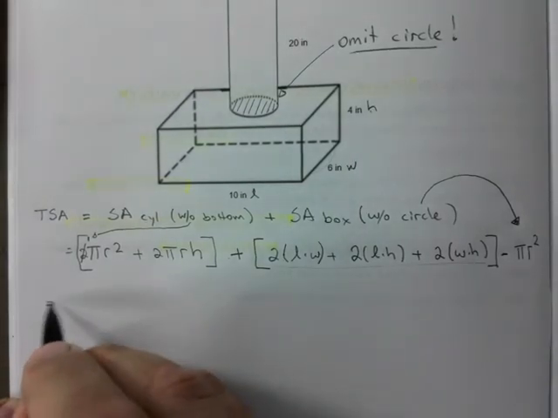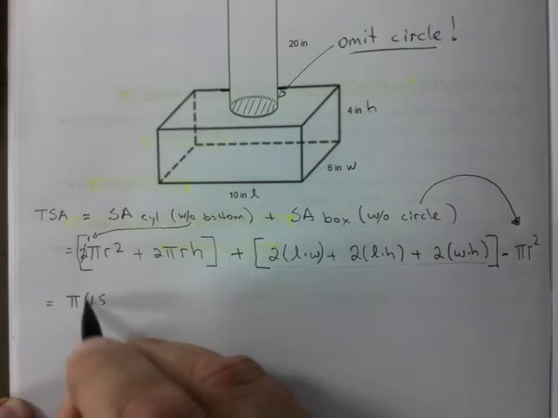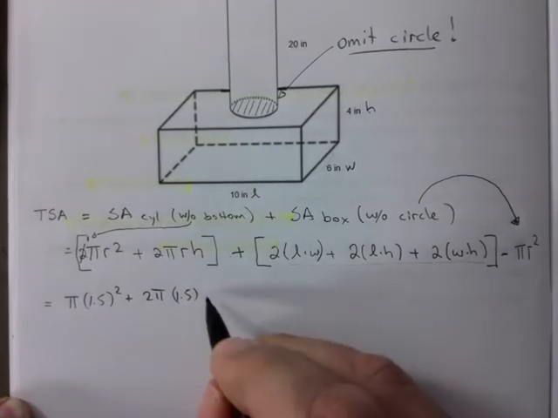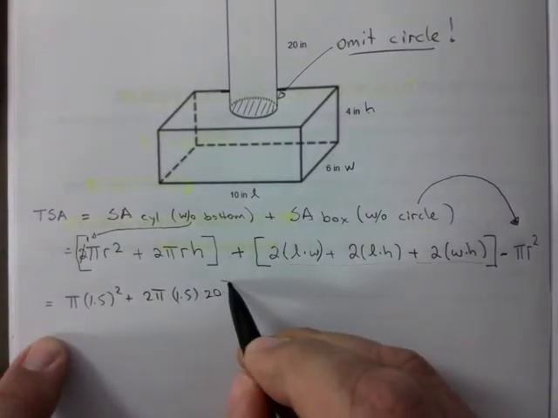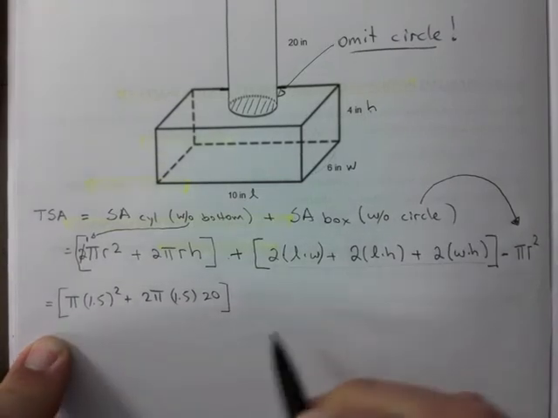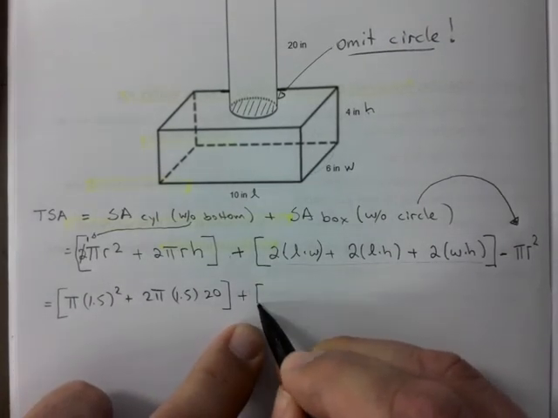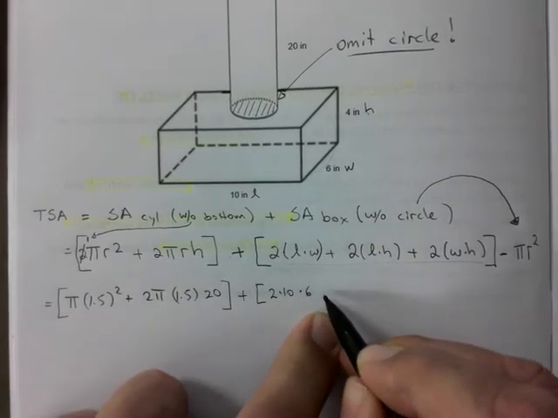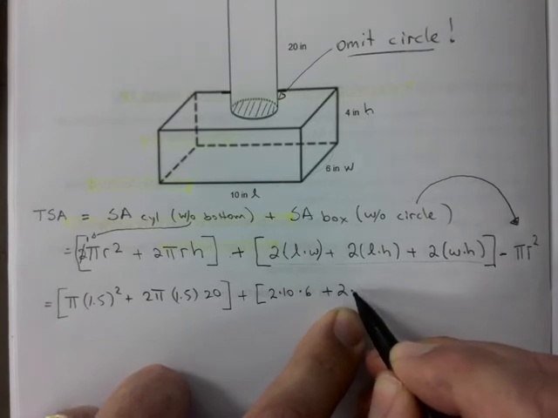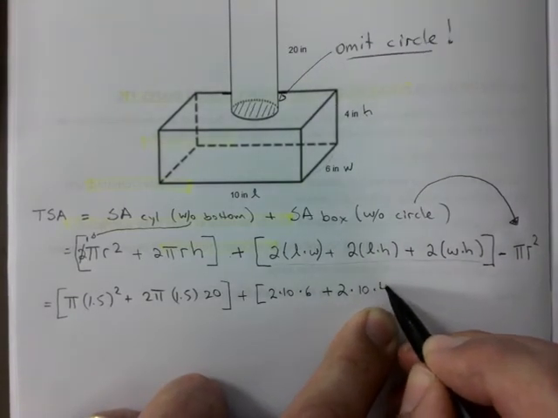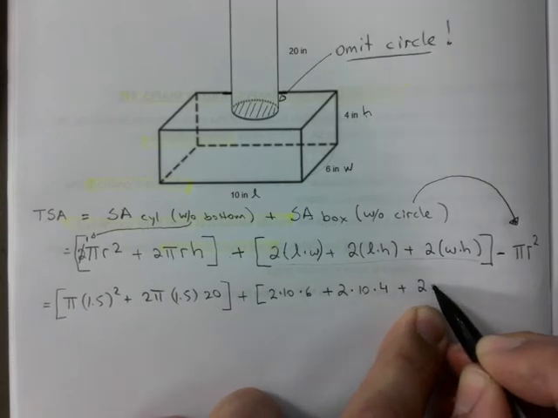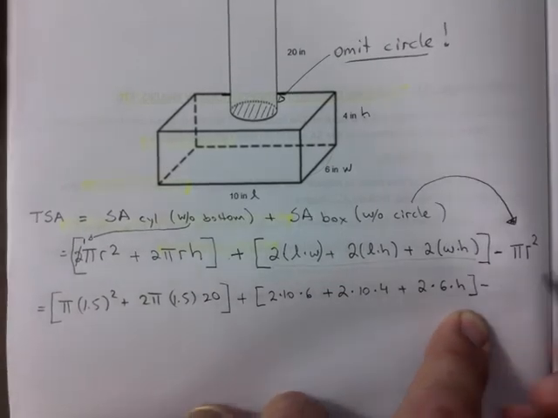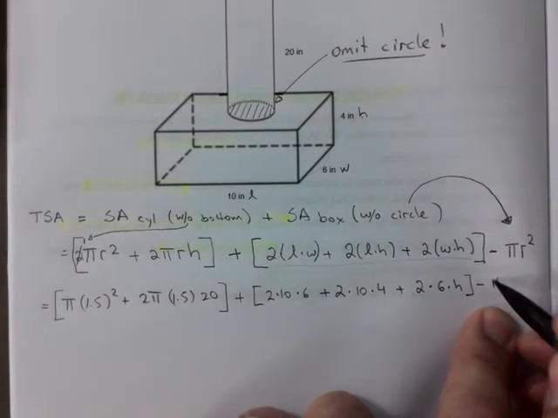And now we can go ahead and just plug in pi r squared plus 2 pi r times h, which is 20. I like to have it like this. Plus 2 times length times width plus 2 times length times height plus 2 times width times height minus pi r squared.